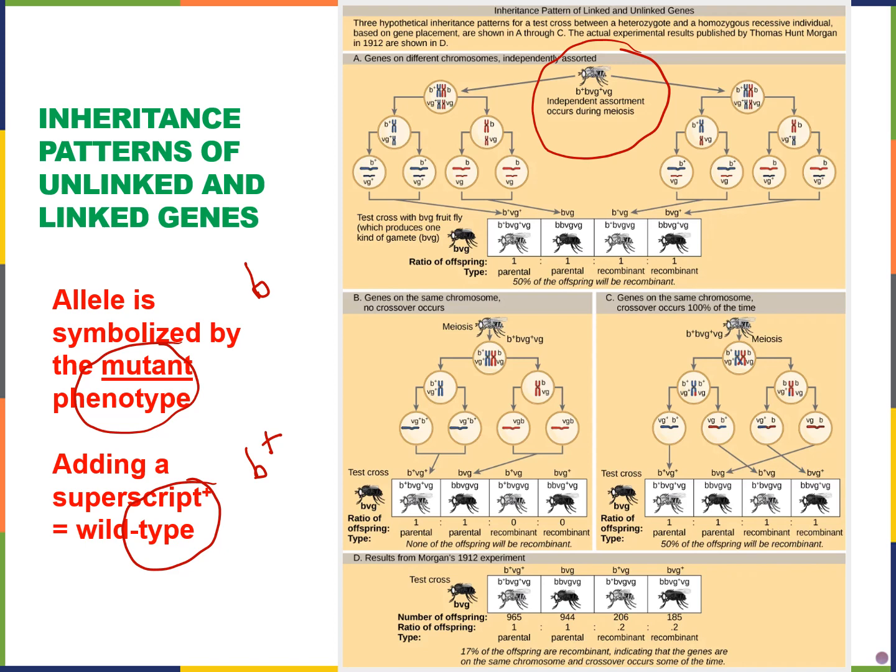And then for fruit flies, the mutant phenotype for wing size is vestigial, which is like a small wing size. And the wild type is normal wing size, which is indicated by VG+. So here I see that this fruit fly is dihybrid, heterozygous for both. I can see it's B plus B, so that's gray body, because the wild type is dominant over the mutant phenotype. And VG plus VG shows me that it has normal wings.